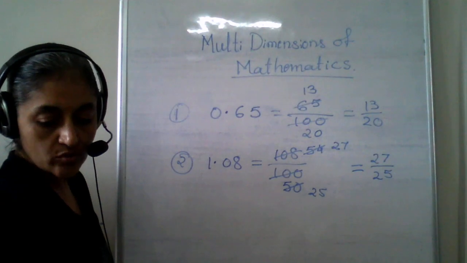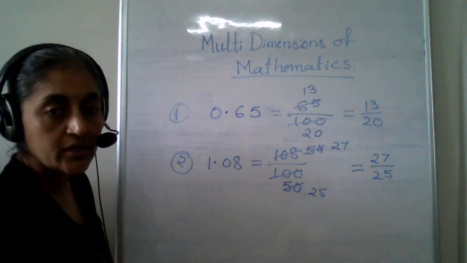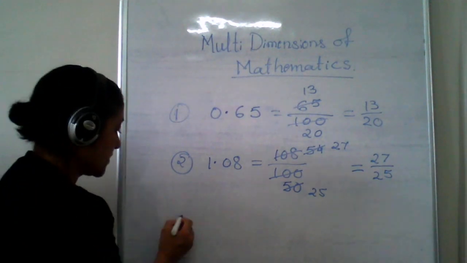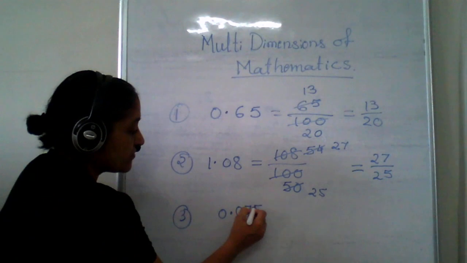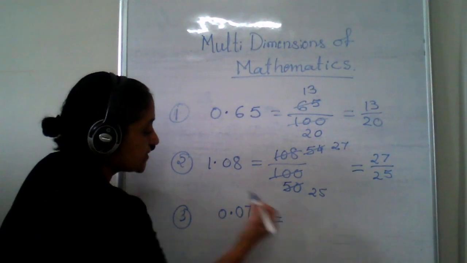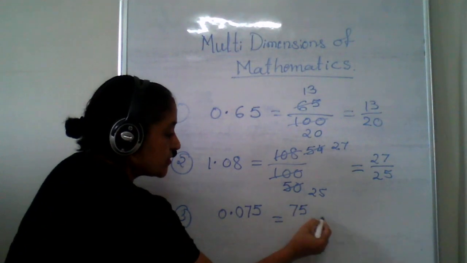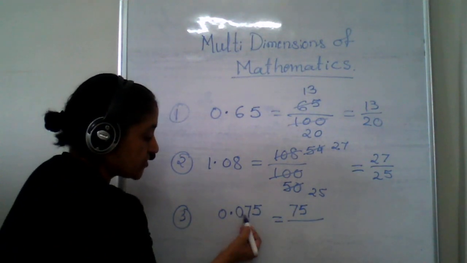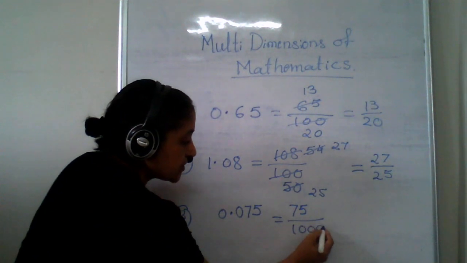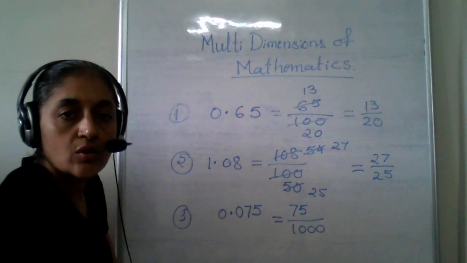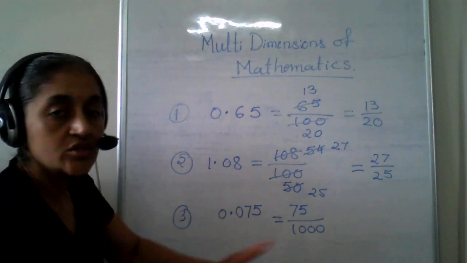Now let's look into one more question. Here it is, 0.075. Look at this. Now how do I write it as a fraction? 75 upon 1000. There are 3 numbers after the decimal point, hence 3 zeros here. So this is 1000. 1000 is 10 to the power 3. So it is not vulgar.